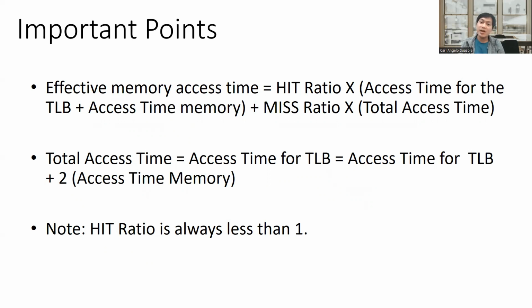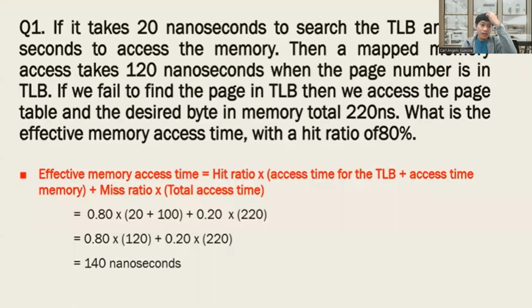So using the hit ratio multiplied by the access time for TLB and your access time of the main memory, plus your miss ratio multiplied by the total access time. So total access time is equal to access time for TLB plus 2 times access time memory. So note that hit ratio is always less than 1.